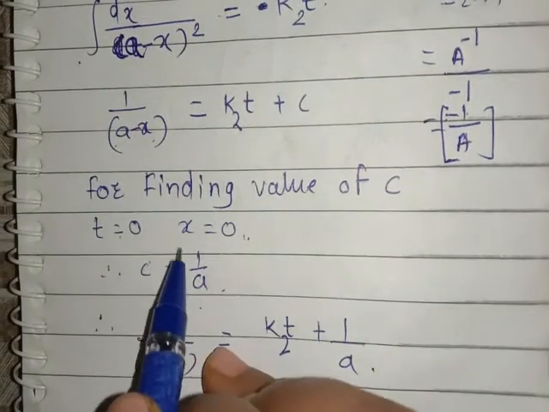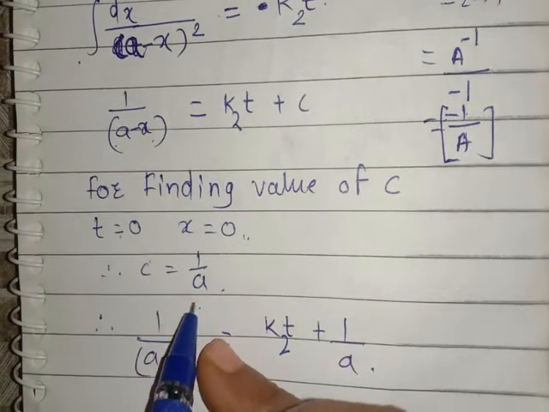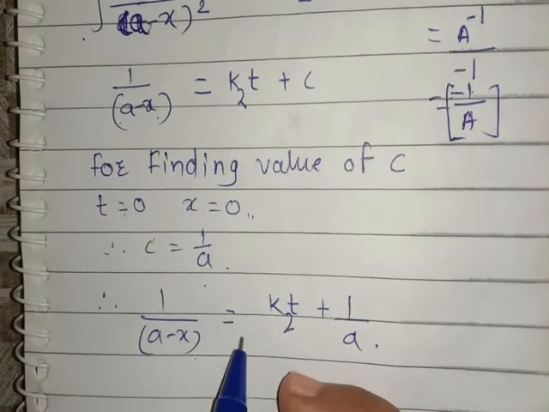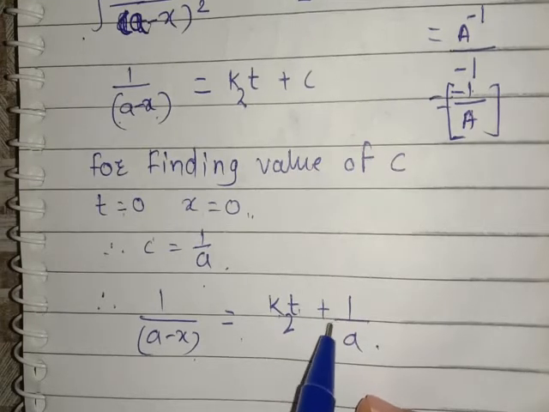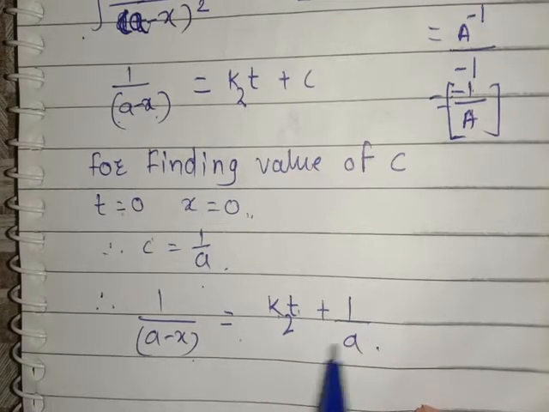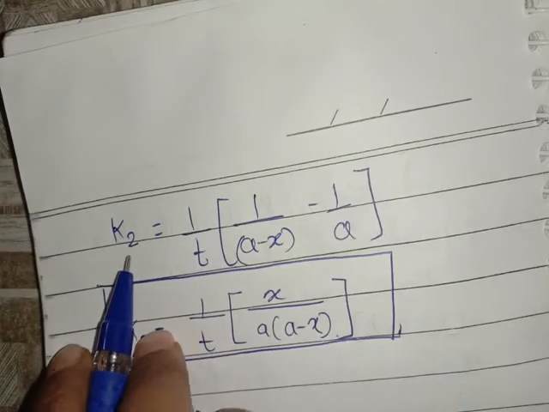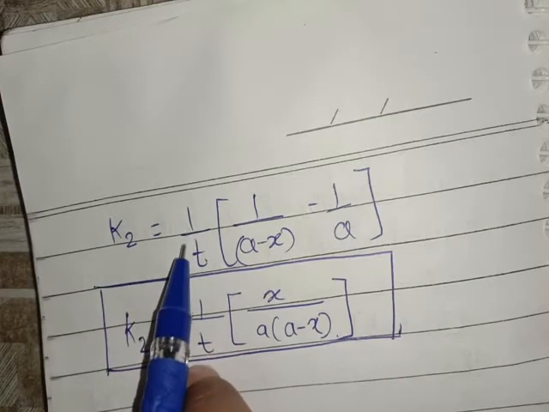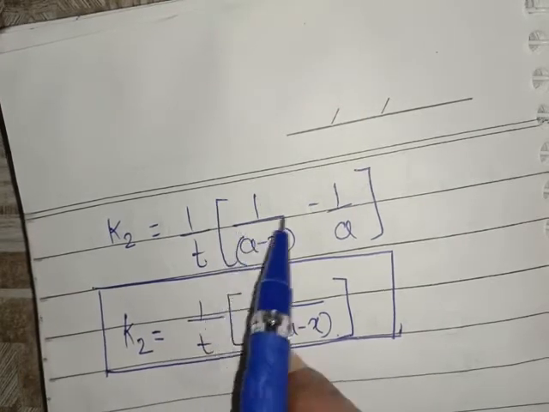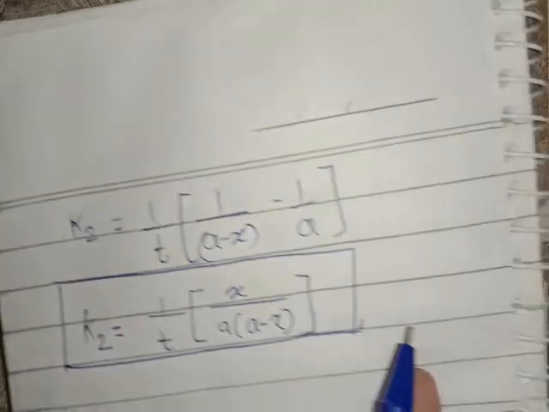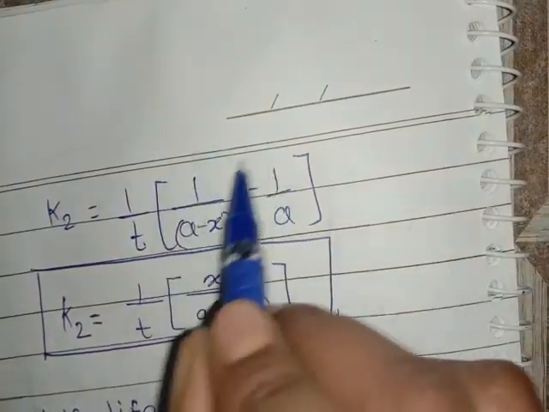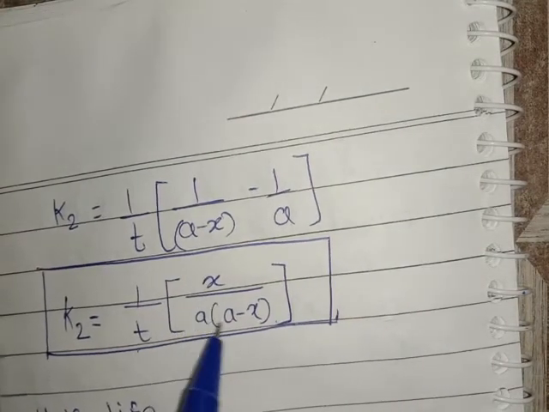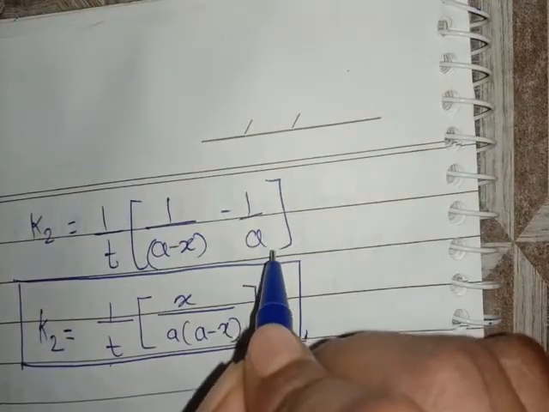For finding c, c is equal to 1 upon a. Therefore 1 upon a minus x is equal to k2 t plus 1 upon a. Rearranging the above equation, we can have k2 is equal to 1 upon t into 1 upon a minus x minus 1 upon a. Then after solving this bracket, we have k2 is equal to 1 upon t into x upon a into a minus x. So how to solve this bracket?